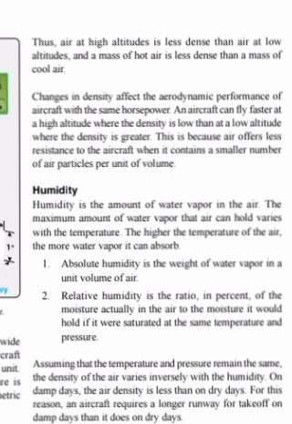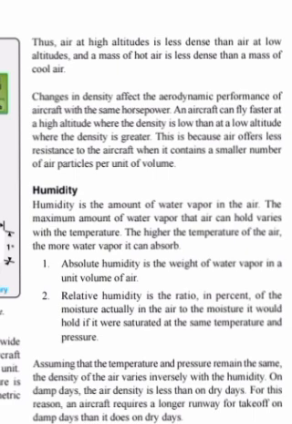Absolute humidity is the weight of water vapor in a unit volume of air. Relative humidity is the ratio in percent of the moisture actually in the air to the moisture it would hold if it were saturated at the same temperature and pressure.